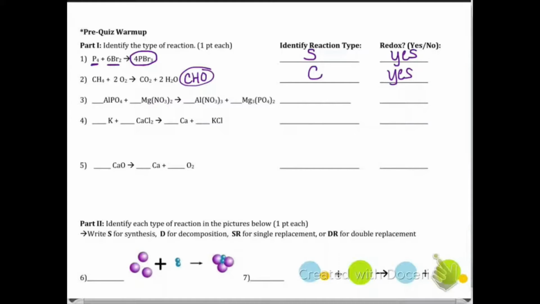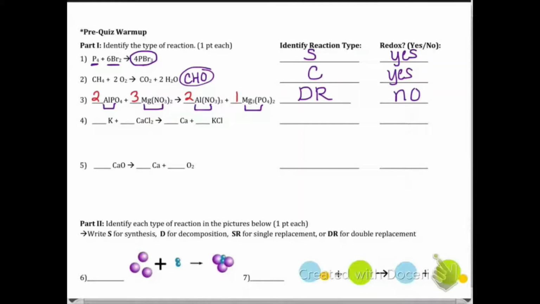Number three, not only did you have to tell me the type, you had to balance it as well. There's not much space here, so I'm just going to write down the answers. The answers should have been 2, 3, 2, 1. If you're super confused about it, I would definitely ask the teacher before taking your quiz. Here, this is a pair, and it switched partners. If you have partners that switch, that is double replacement, and that is not a redox because electrons do not get transferred.